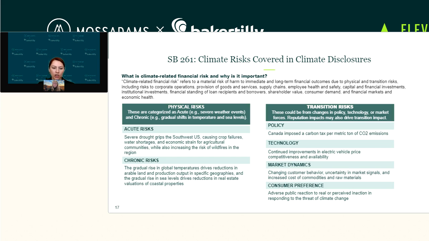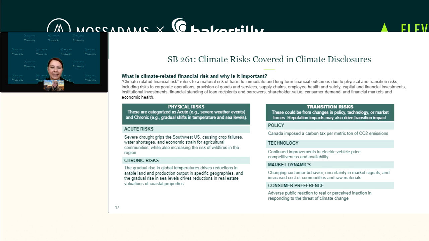So acute risks are short-term extreme weather events like wildfires, droughts, or hurricanes. An example of this would be the Southwest U.S. drought, which impacts agriculture, water supply, and raises wildfire risk. While chronic risks are longer-term changes such as gradual temperature rise, rising sea levels, or sustained reductions in rainfall, and that can drive structural shifts in real estate, has impacts on insurance models and pricing, and long-term asset value.